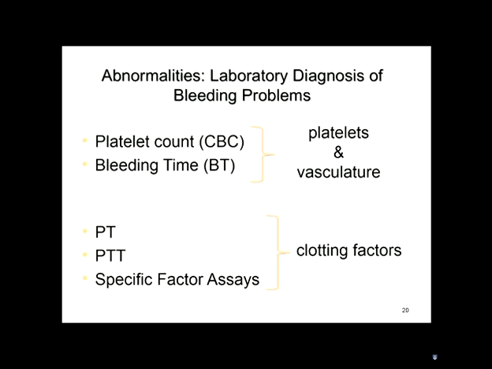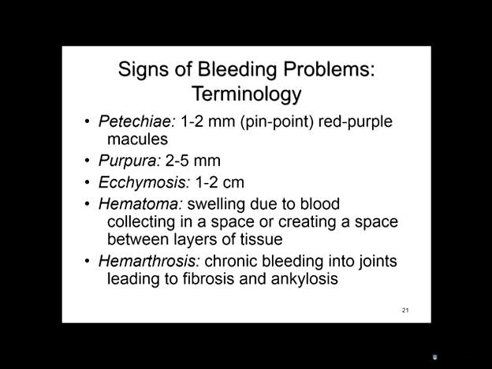Von Willebrand factor, very low. Factor 7, factor 8, factor 9, all of those can be measured independently, okay? So PT, PTT, and specific factor, right? If clotting factor deficiency is suspected. Yes?